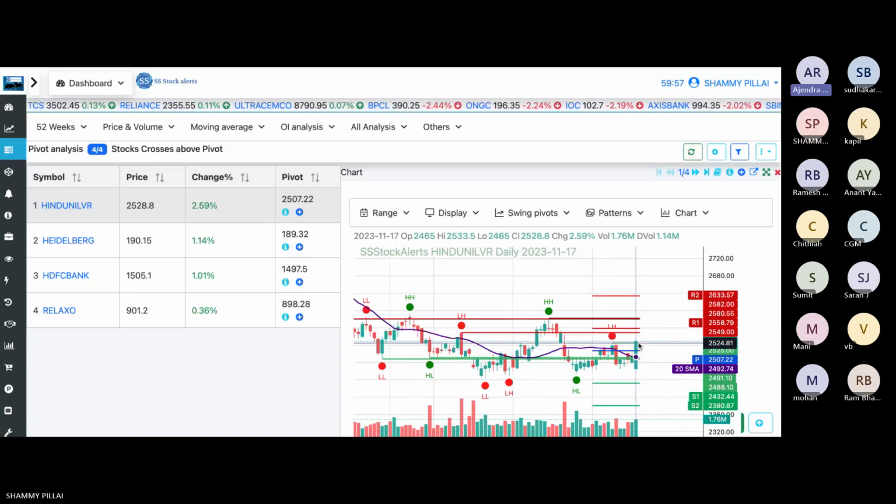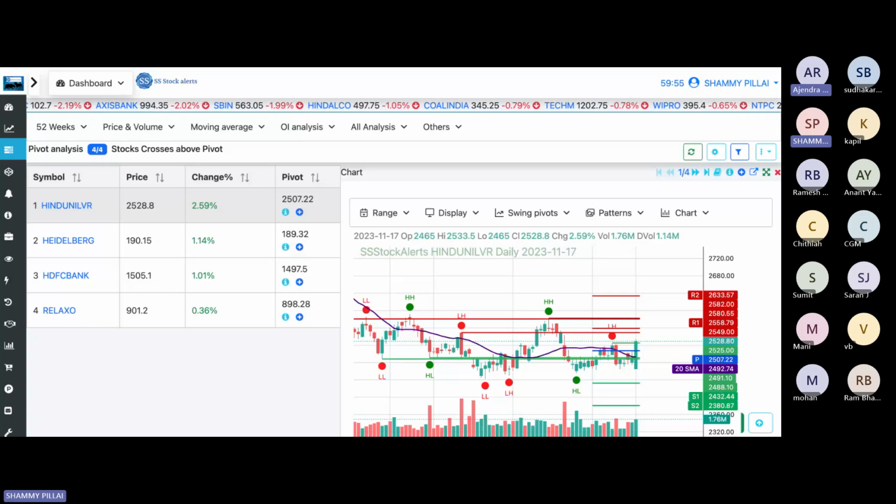So on Monday, we can see the formation of, again, 30, 40 rupees up. It can go up because it's also on a breakout. It is forming like this triangle. Keep this in your radar.